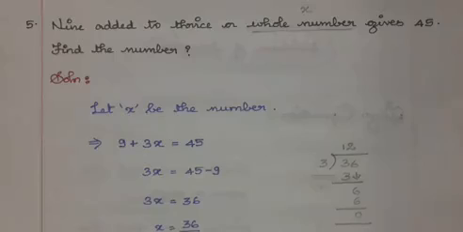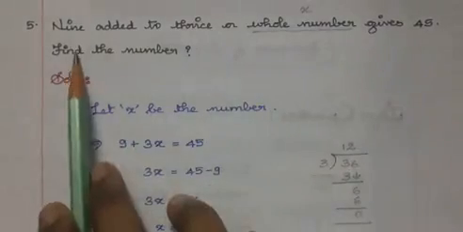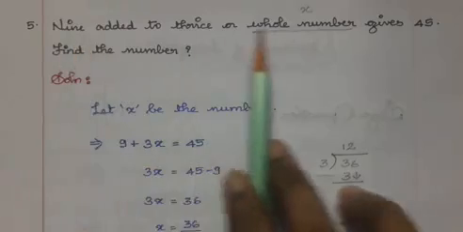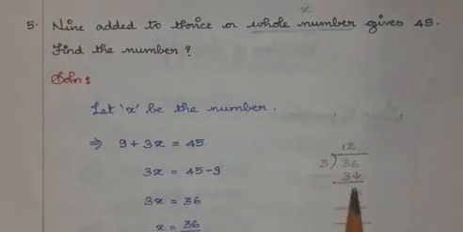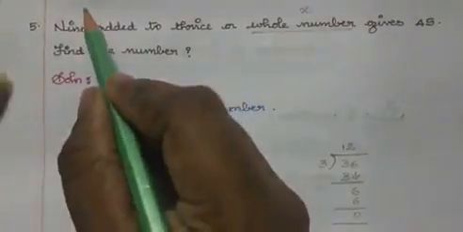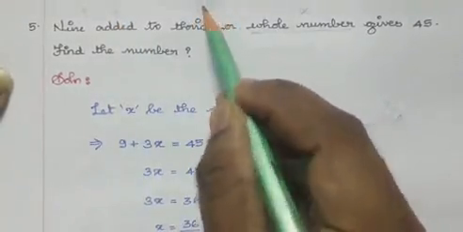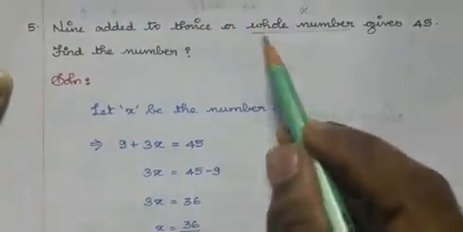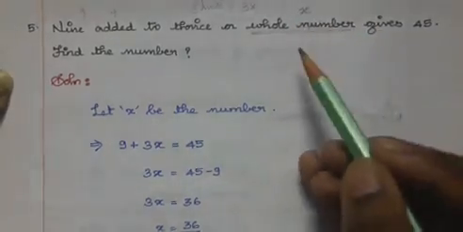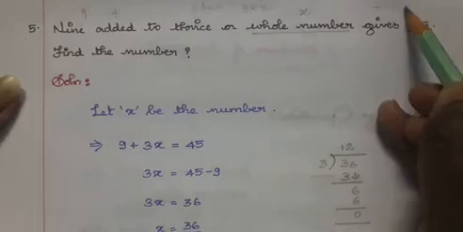Clear? Yes. Fifth question. 9 added to thrice a whole number gives 45. Find the number. Now, this is in the format of a normal statement. Okay, we have to change it into a mathematical statement or algebraic expression. Clear? So now 9 is a number. Added is plus. Thrice is nothing but 3 times. 3 times should be written as 3 into the whole number. I am going to name it as x. So 3 into x gives, is nothing but equal to 45.